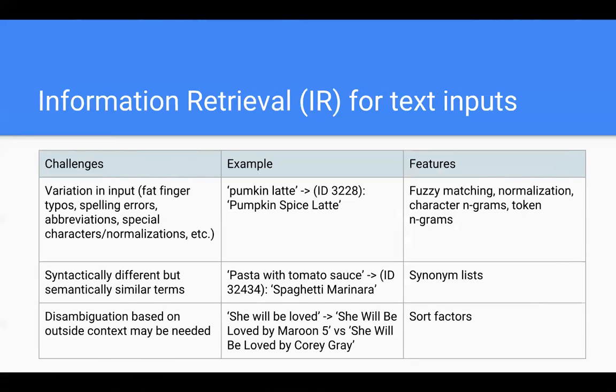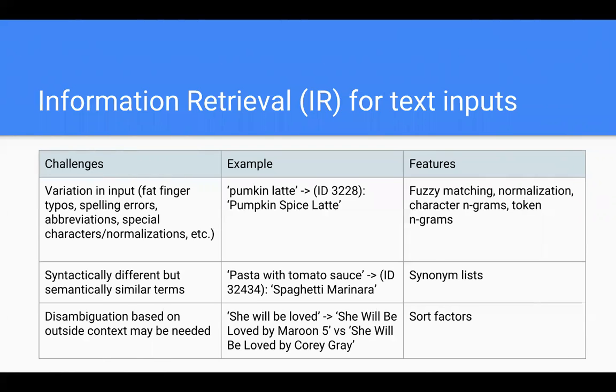And you need to resolve that into pumpkin spice latte, which is the business object within your knowledge base. Some techniques that you can use here are fuzzy matching, character n-grams, token n-grams, and based on that, you can match these and then get to the right resolution of the object.